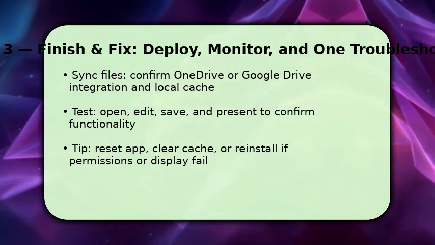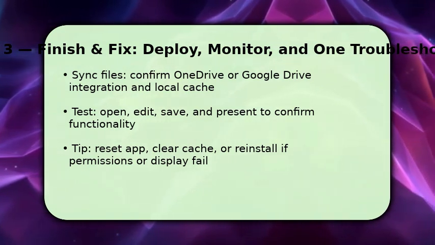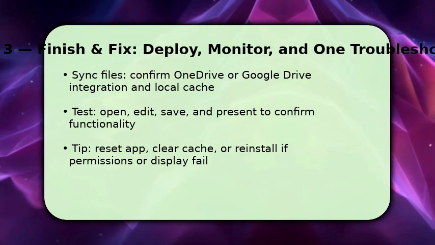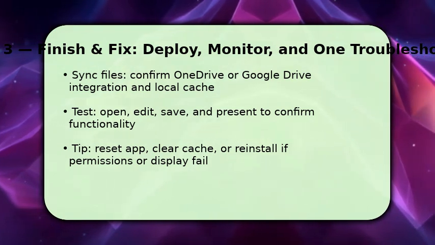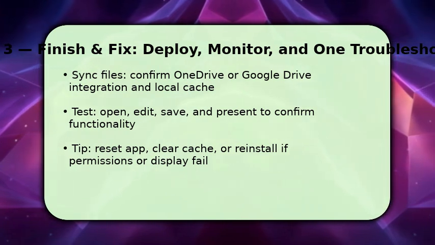If something breaks, try one key troubleshooting step. Clear the app cache or reset the app, then sign back in. If display or permission errors persist, reinstall the Android app or remove and re-enable Linux Beta to restore defaults.